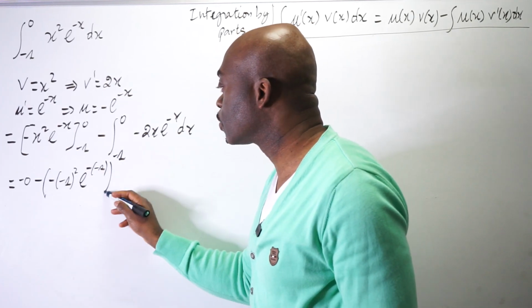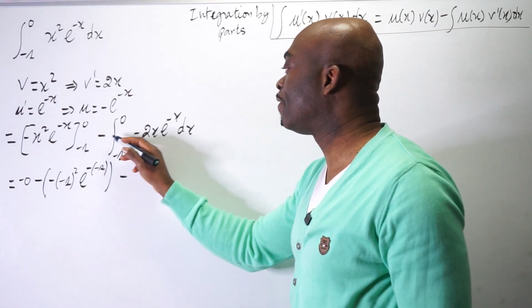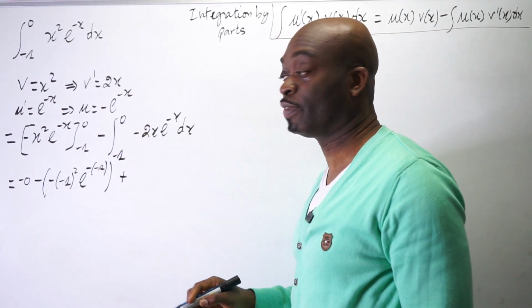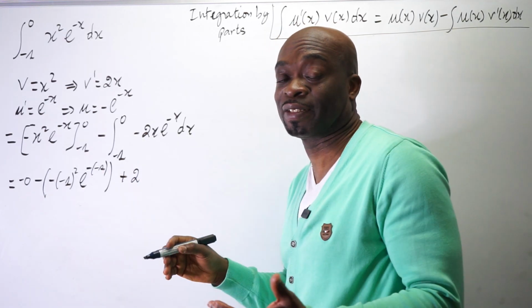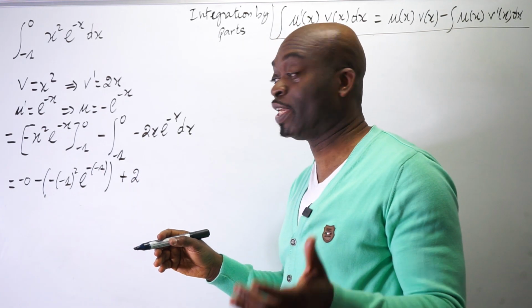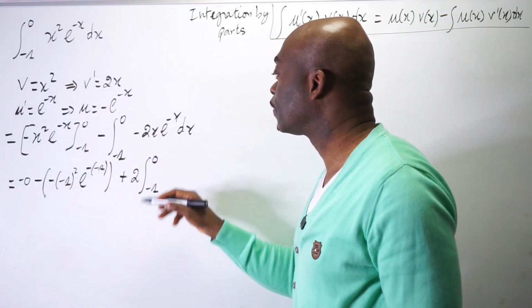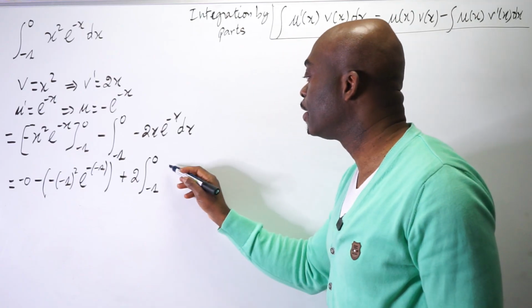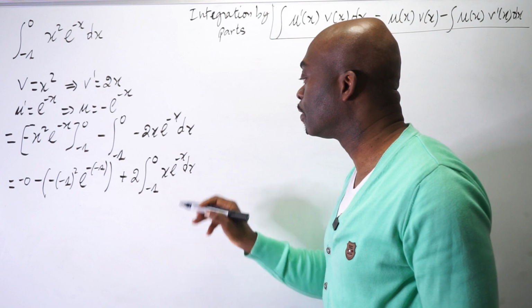That finishes the first part. Then minus, we have negative, that will give us a positive. We can also take the 2 out because it's a constant, we can always do that to make life easier. So we have 2 times the integral from -1 to 0 of x e to the negative x dx.